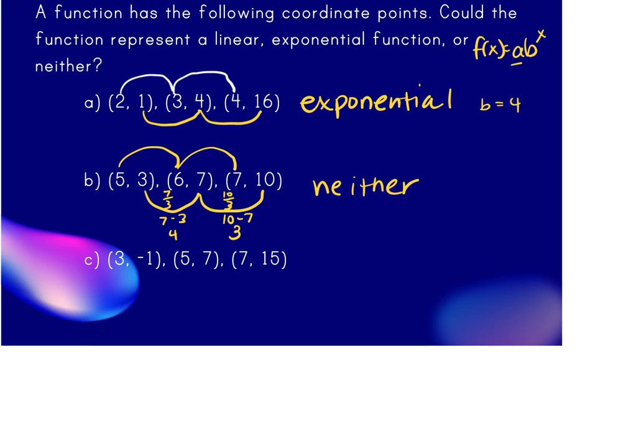And then the last one, it's going from 3 to 5 and 5 to 7. So not up by ones, but still a consistent interval. So now I'm going from negative 1 to 7 and 7 to 15. Am I adding the same thing both times? Yes, because 7 minus a negative 1 and 15 minus 7 are both 8. So this is linear.